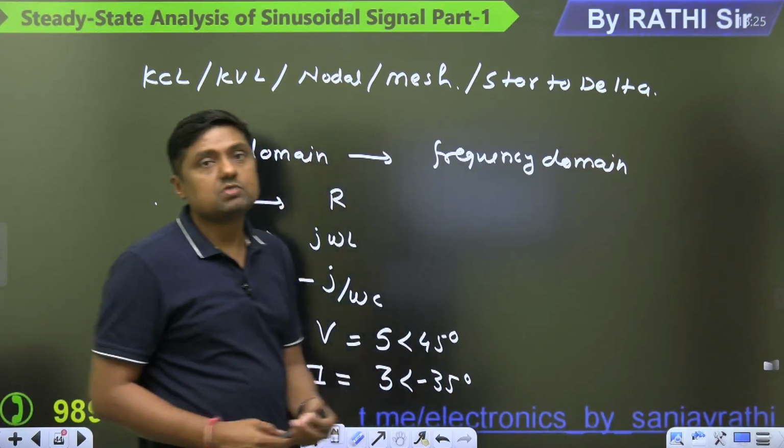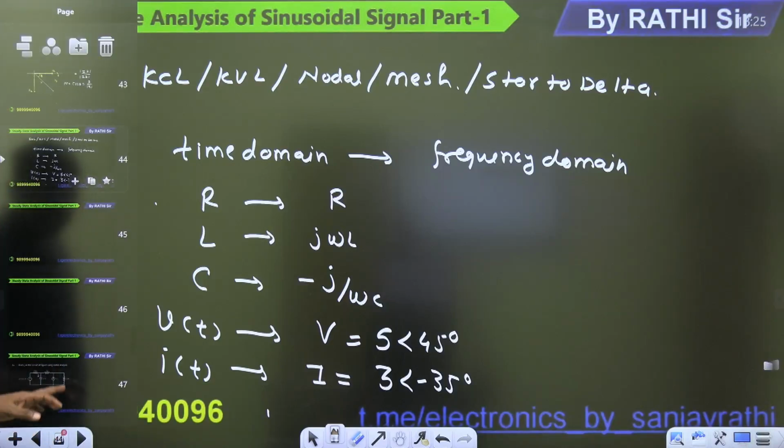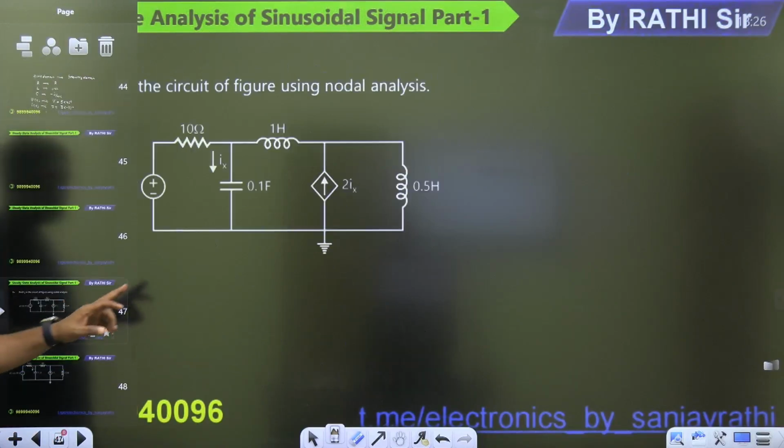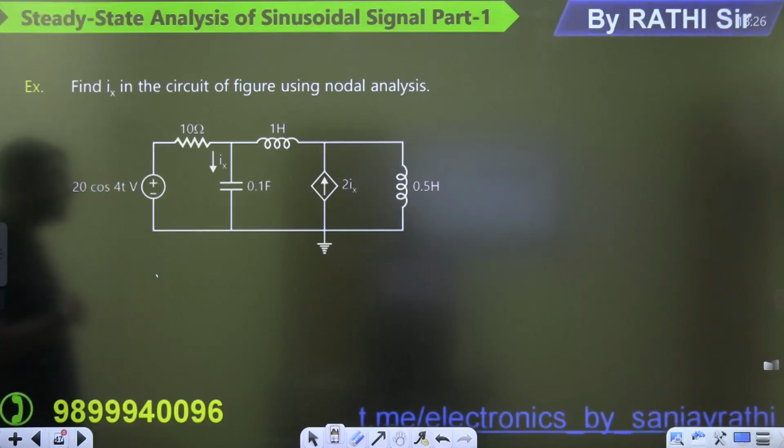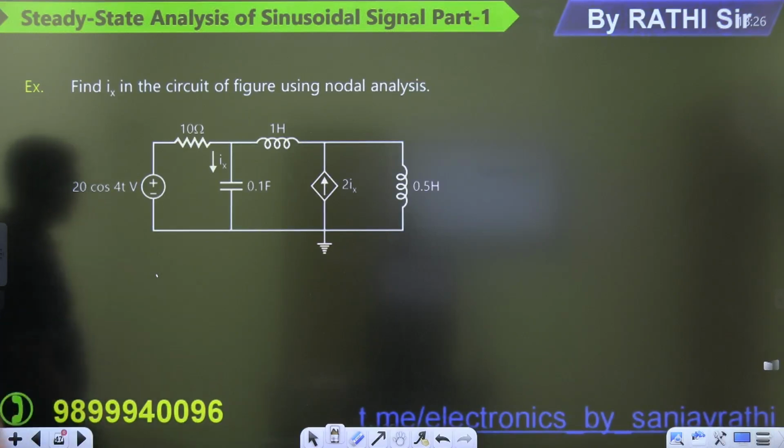The calculation is very lengthy, but actually in the exam they are not giving so much calculation. I am giving you one assignment, try to solve it with hints on how we can solve. Same logic, everything is the same, mesh analysis, nodal analysis. For example, find Ix in the circuit of the figure using nodal analysis. First of all, tell me guys, is this diagram in the frequency domain or time domain?